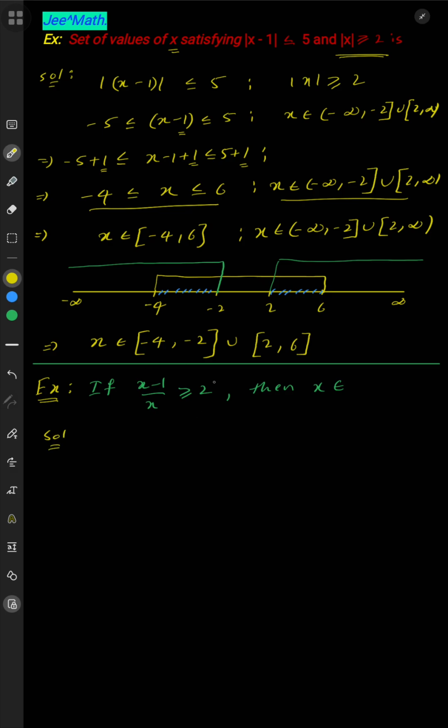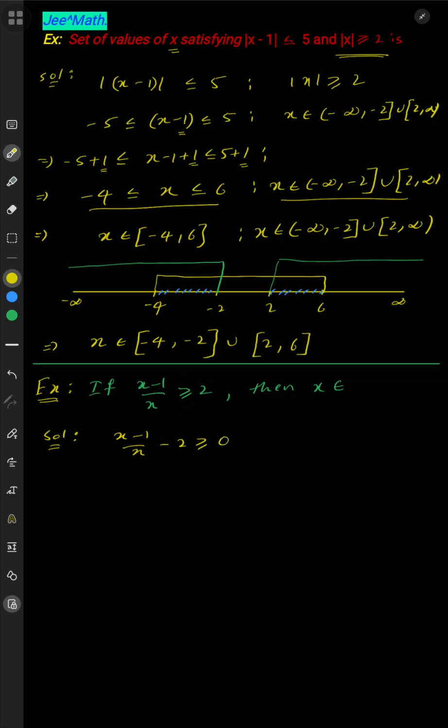So here one inequality is given. Can we send this x to the other side? If x is a positive number, on sending it to the other side, the inequality does not change. If x is negative, on sending a negative number to the other side, the inequality changes. So we don't know whether x is positive or negative, so that's why we are unable to send this x to the other side. So for that, take this 2 to the left side.